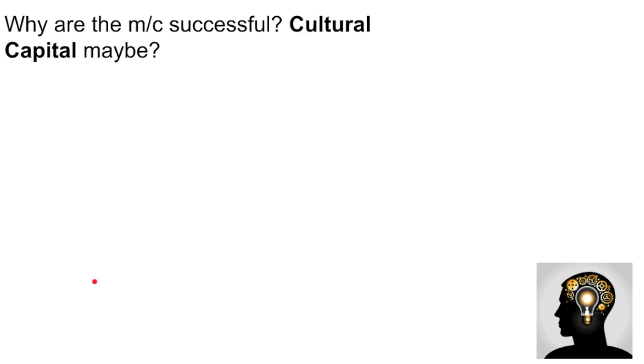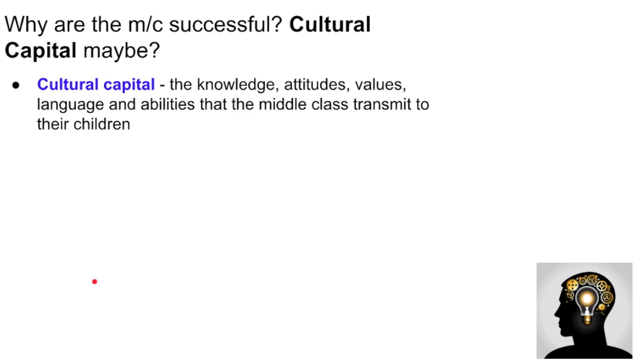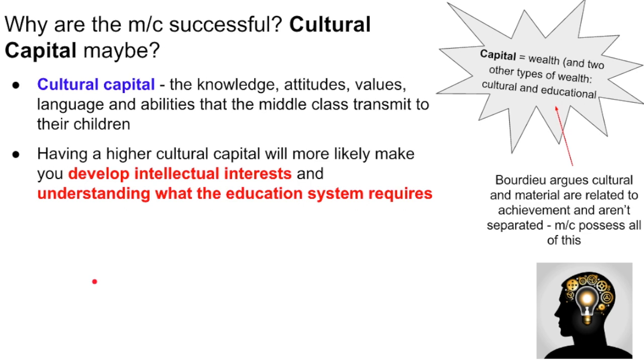Well, this could be because of their cultural capital. Cultural capital is the knowledge, attitudes, values, language and abilities that the middle class transmit to their children. Bourdieu argues that cultural and material wealth are related to achievement and aren't separated. The middle class possess all of this.